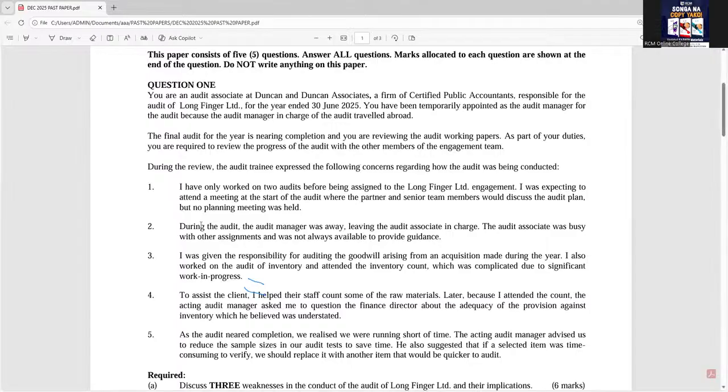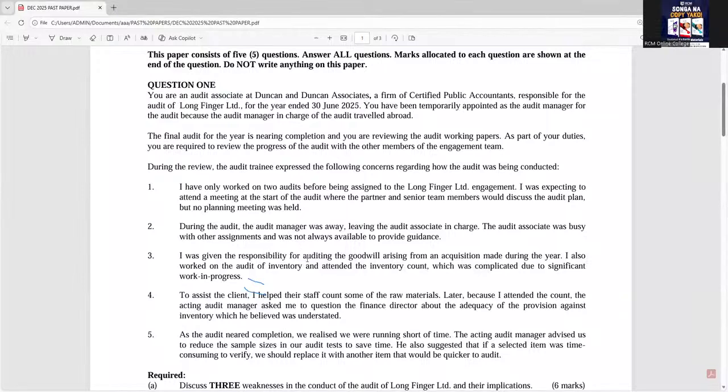Number 2: during the time the audit manager was away, leaving the audit associate in charge, the audit associate was busy with other assignments and was not always available to provide guidance. So that's another challenge. This audit associate who has been left by the audit manager doesn't even have time because there's a lot on his desk.